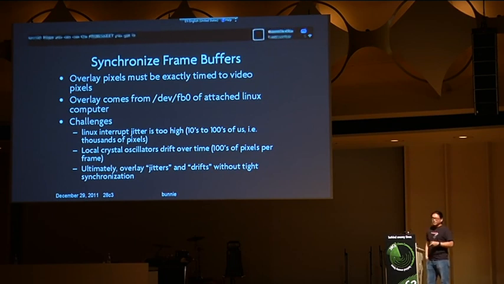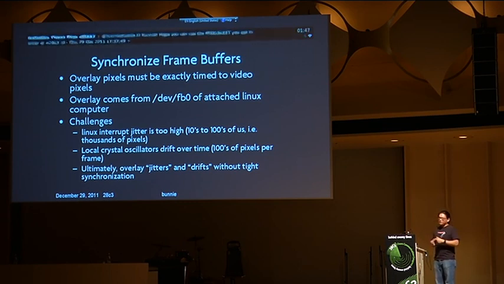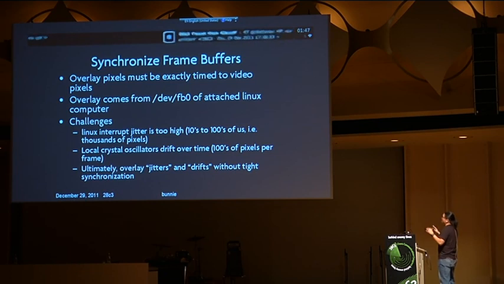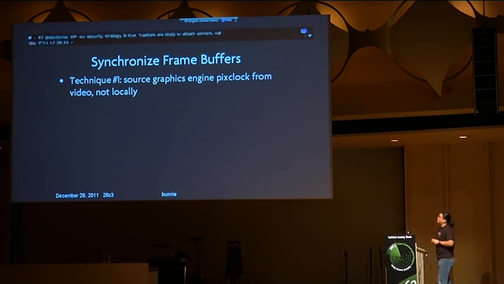The Linux interrupt jitter for frame sync is way too high. You can't just use that to synchronize frames. The local oscillators also drift over time, so up to hundreds of pixels per frame is allowable within the PPM spec of the local crystal oscillators. If we don't have absolutely tight synchronization, you would see the overlay jittering and looking very nervous on the screen. So there's a few techniques we use to synchronize the frame buffers.